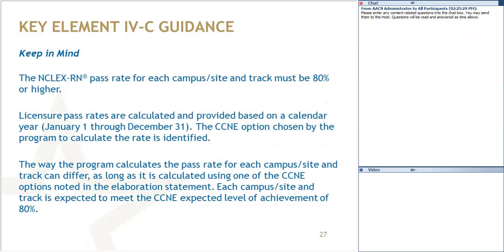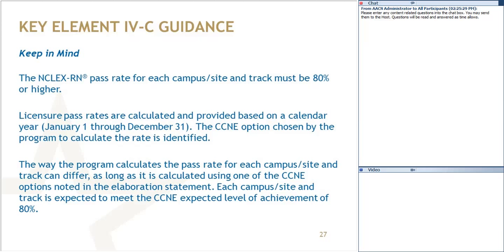So keep in mind, and again, I'm repeating a little bit and summarizing here, the NCLEX pass rate for each campus site and track must be 80% or higher. The licensure pass rates are calculated and provided based on calendar year, which is January 1 through December 31. And you can choose which option you want. You don't need to call and ask which option is better. All options are fine. You may meet it by all four options or three options. You just need to please describe the option you're using and tell us what the percentage is.